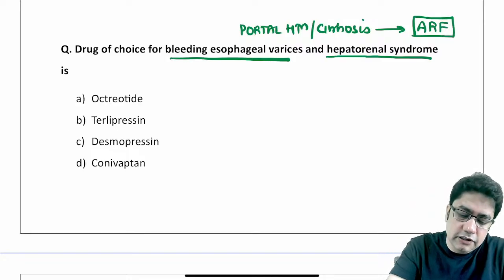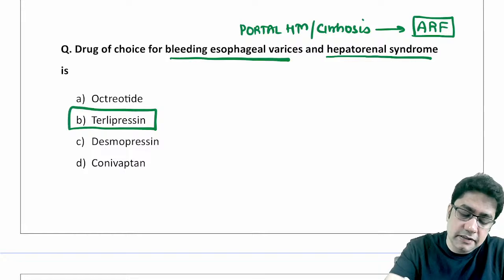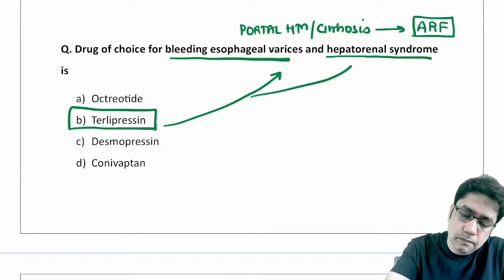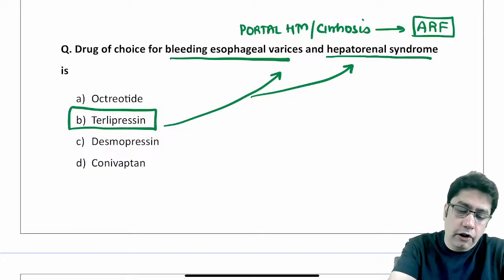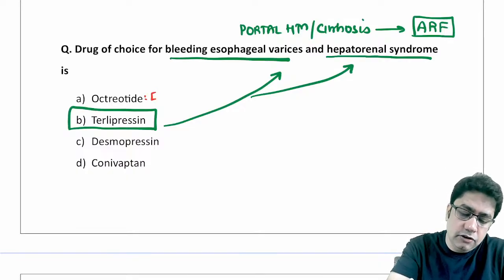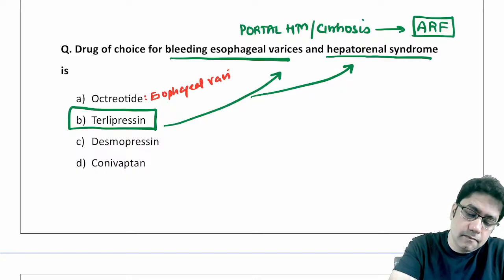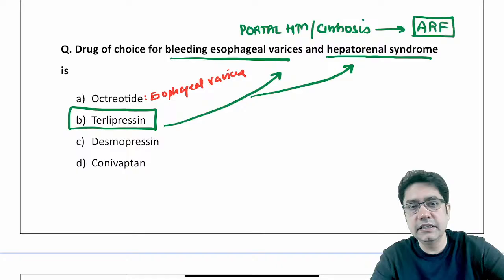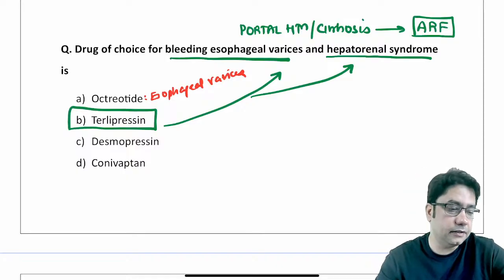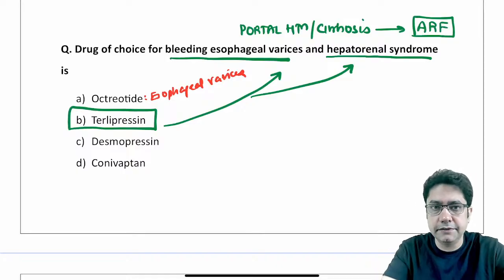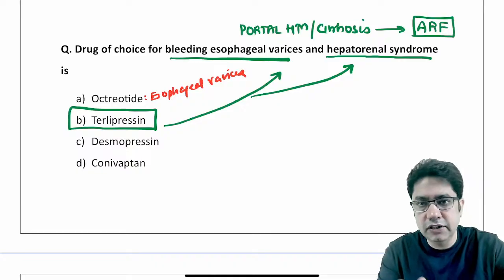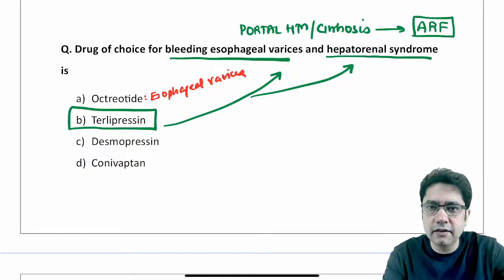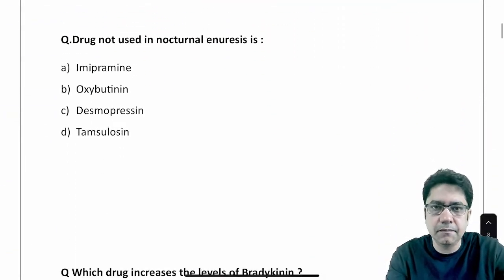And the drug of choice in both cases is terlipressin. Now the drug of choice has become terlipressin. Fine. Octreotide can be given in esophageal varices, but now the drug of choice is terlipressin. It's a better drug. It is a vasopressin hormone kind of drug, a synthetic vasopressin. That is why it ends with the word pressin.